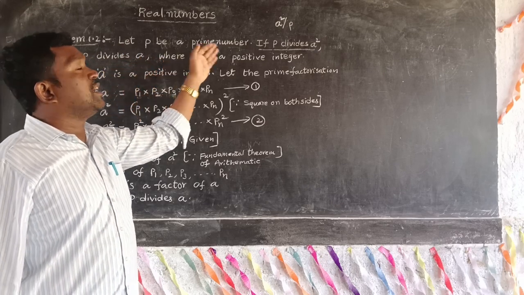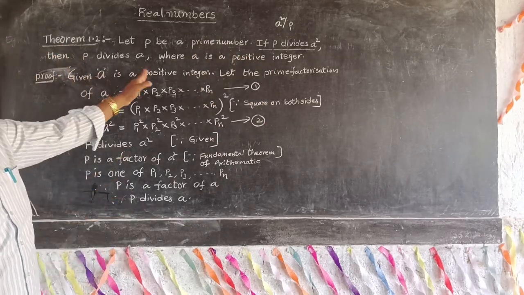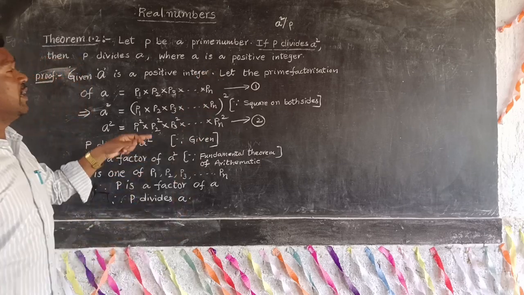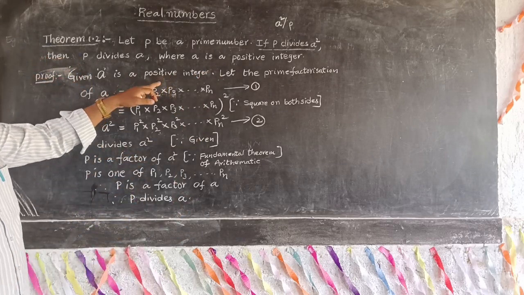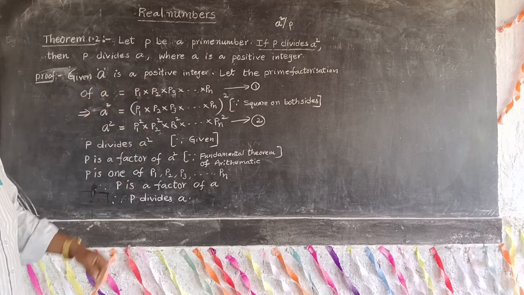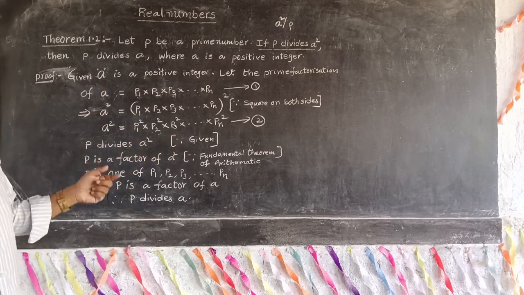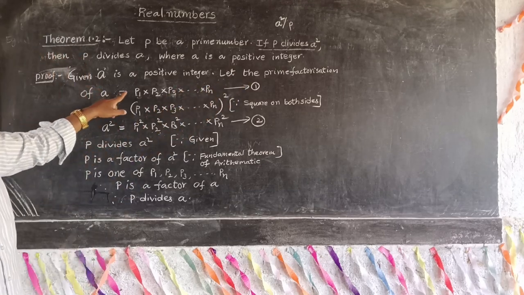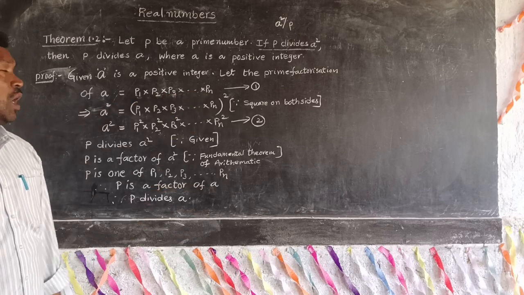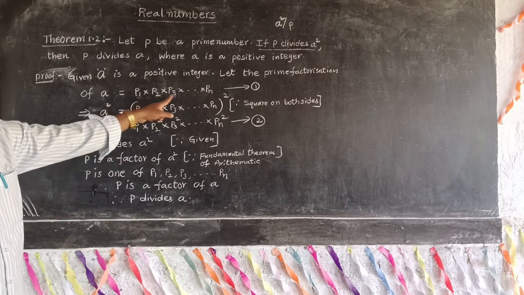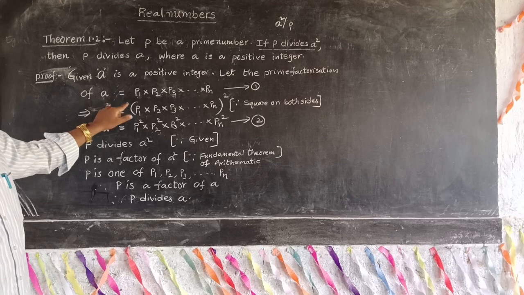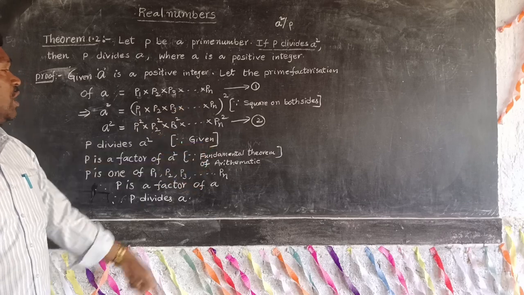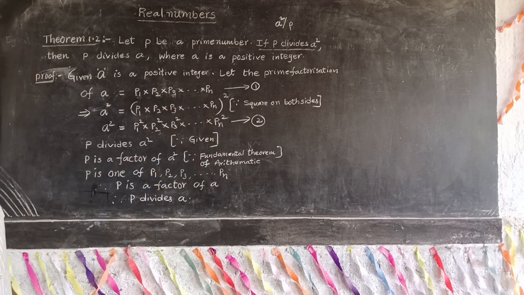Another piece of information: A is a positive integer. First write the given information: A is a positive integer. We don't know the prime factors of A, so let the prime factorization of A be P1 into P2 into P3 and so on Pn. Squaring both sides, A square equals P1 square, P2 square, P3 square and so on Pn square.